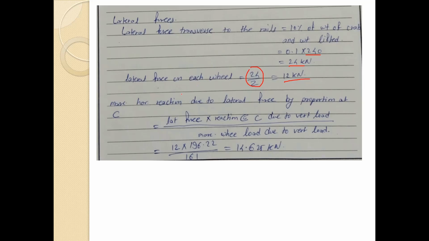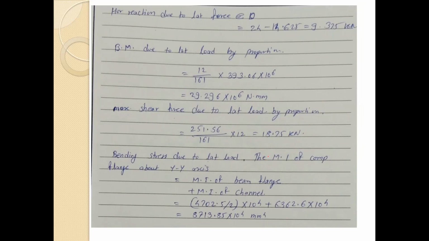So by using this proportion, we will get the maximum horizontal reaction to the lateral force at C, which is 14.625 kilonewton. Now again, the horizontal reaction due to lateral force at D.